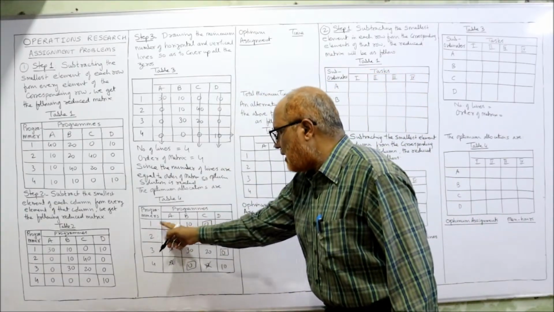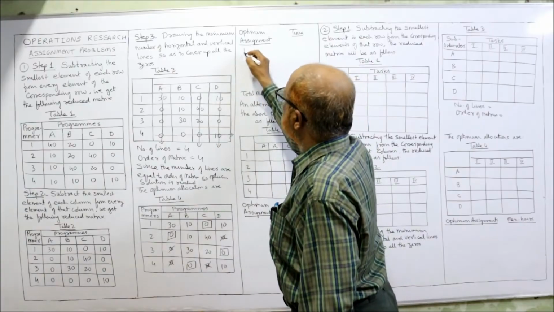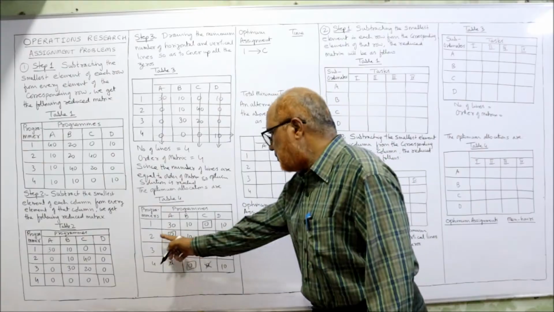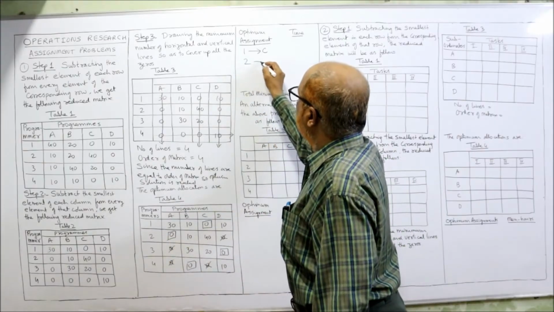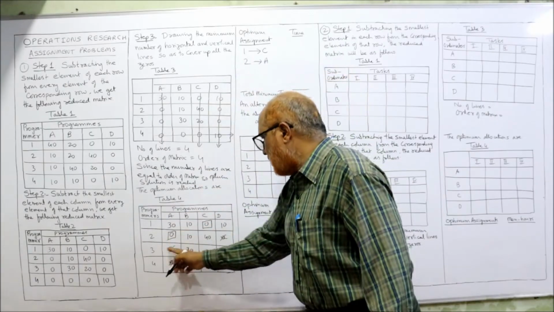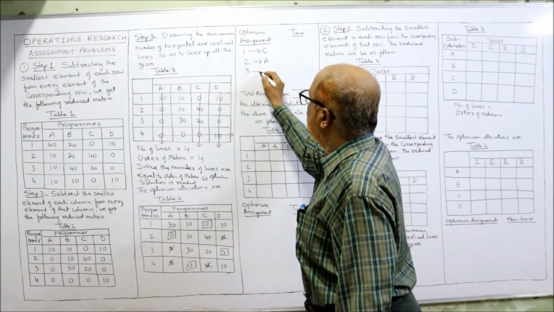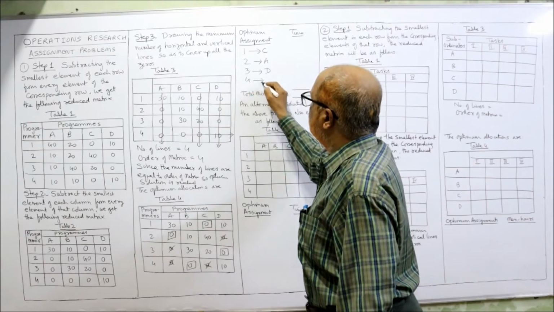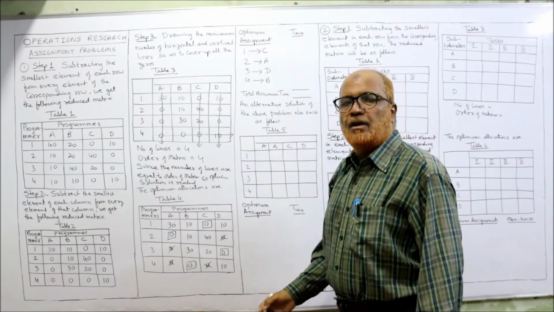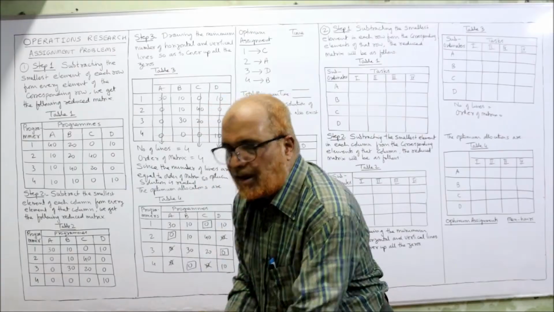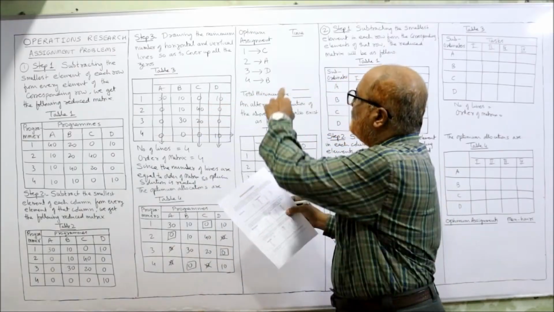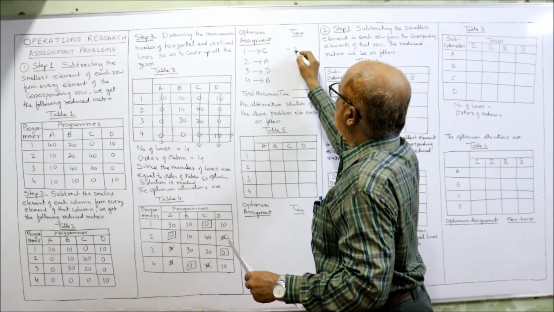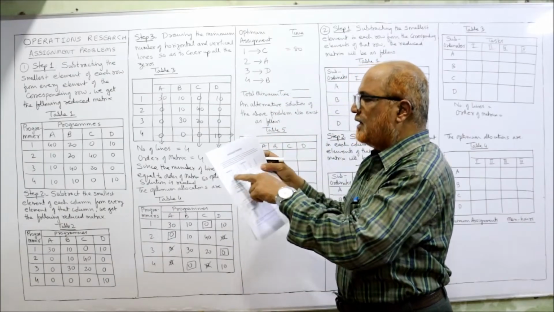Now optimum assignment. The first programmer should be given C. And second programmer should be given A. Then third programmer should be given D. And last fourth programmer should be given B. That's all. Now go to the original problem and find out the time estimates. First programmer C, how much time? 80 minutes. Second programmer A, 80 minutes.